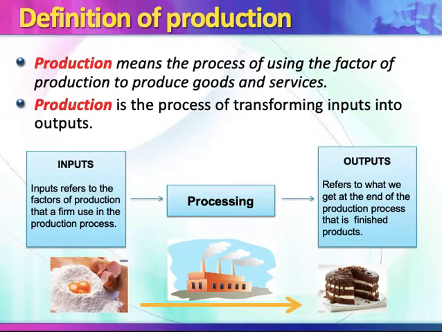What are the inputs? Inputs refer to the factors of production that a firm uses in the production process, just like main ingredients to produce certain goods. For example, if you want to bake a cake, the inputs consist of egg, flour, sugar, and many more. And then you process all the main ingredients and transform them into outputs. Outputs are what we get at the end of the production process, that is the finished product.